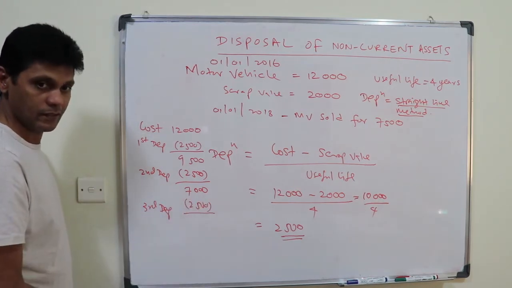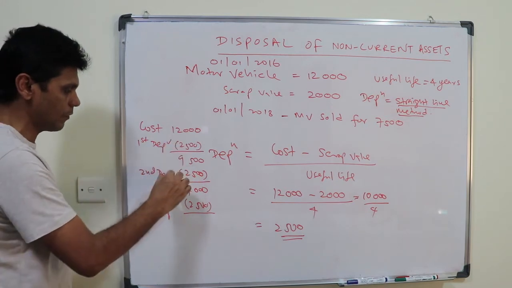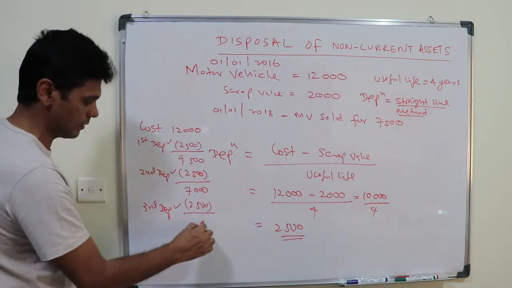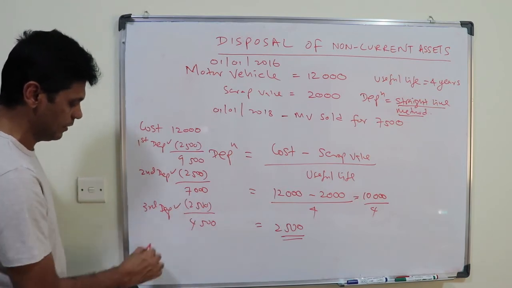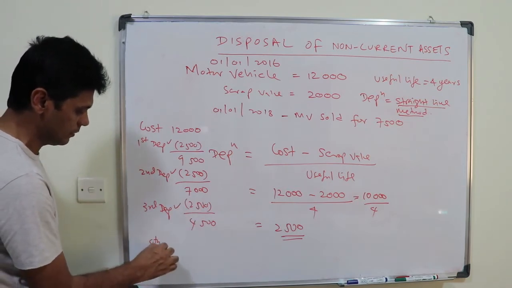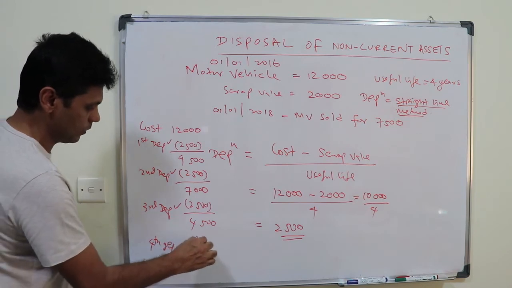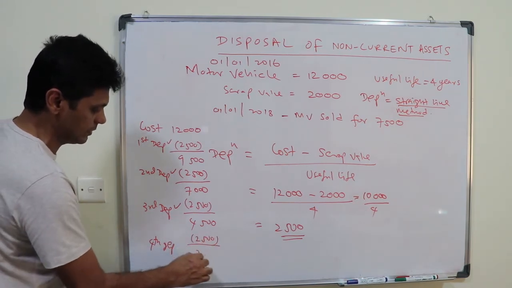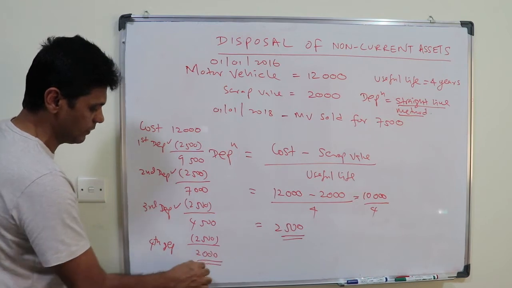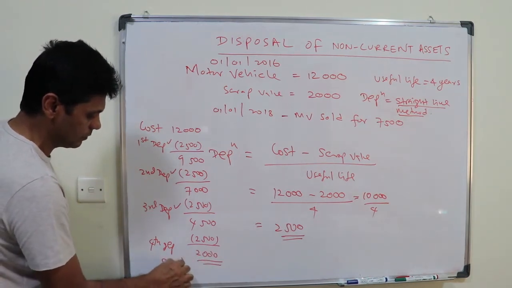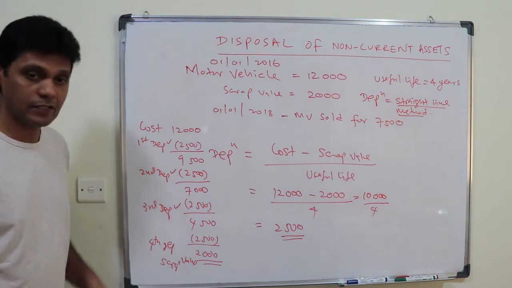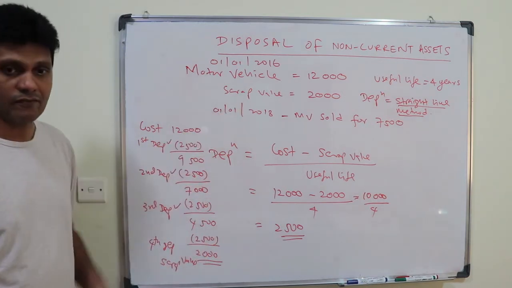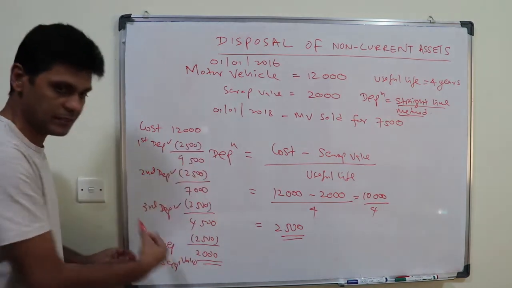2,500. So fixed amount we are providing. You understand? 500. So 4,500. Fourth year depreciation 2,500. So this is what we discussed. So finally you are left with the scrap value, no? You can sell it after 4 years. You can sell it for 2,000. So that is called scrap value. So this is what we discussed.